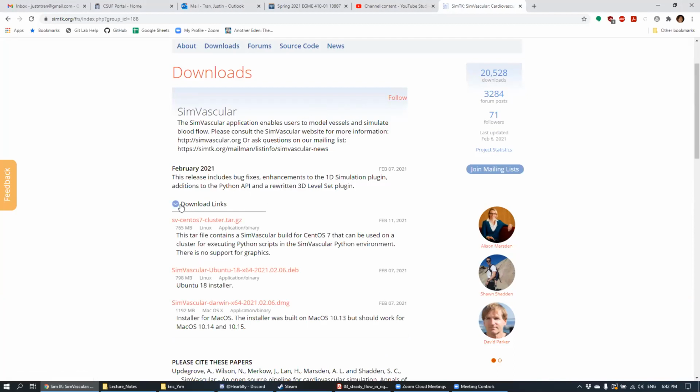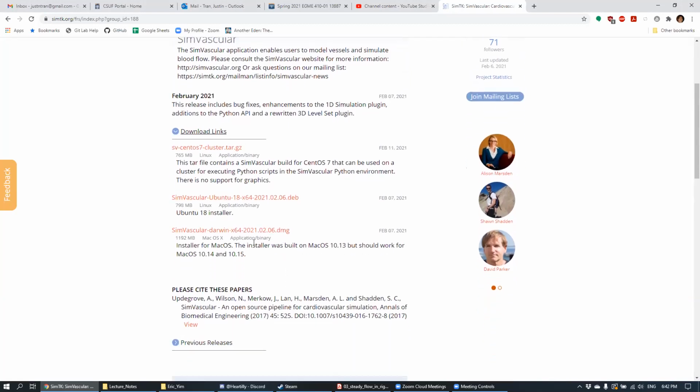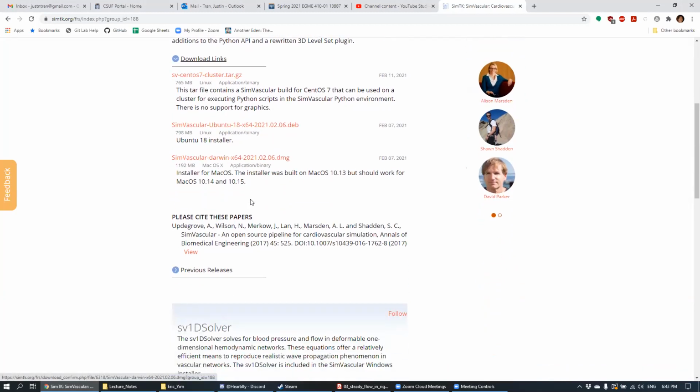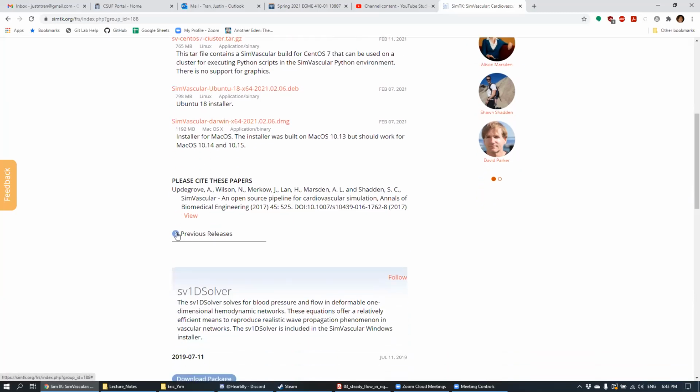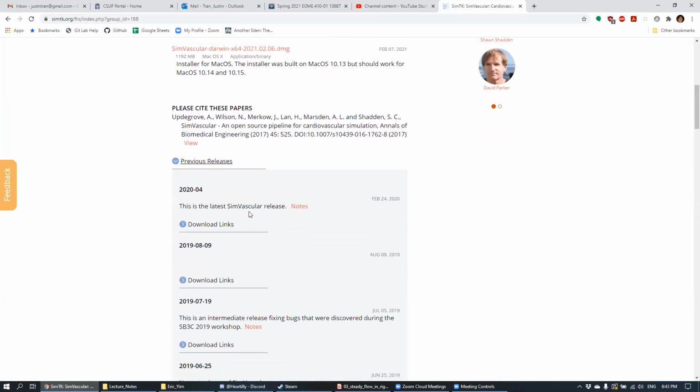Okay. And you want to click down here and click your download links. You can see here that there are several links, and you want to click the one for your operating system. We have two downloads for Linux and one download for Mac. If you have a Mac, you can click this one. And I guess the Windows version didn't update. So if you're running Windows, you want to download one of the previous releases.